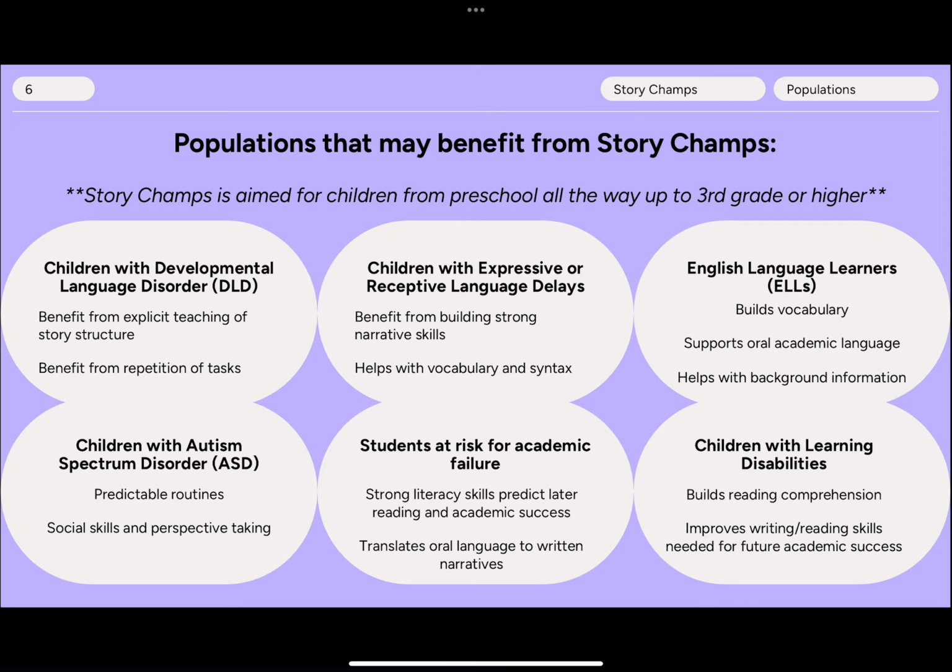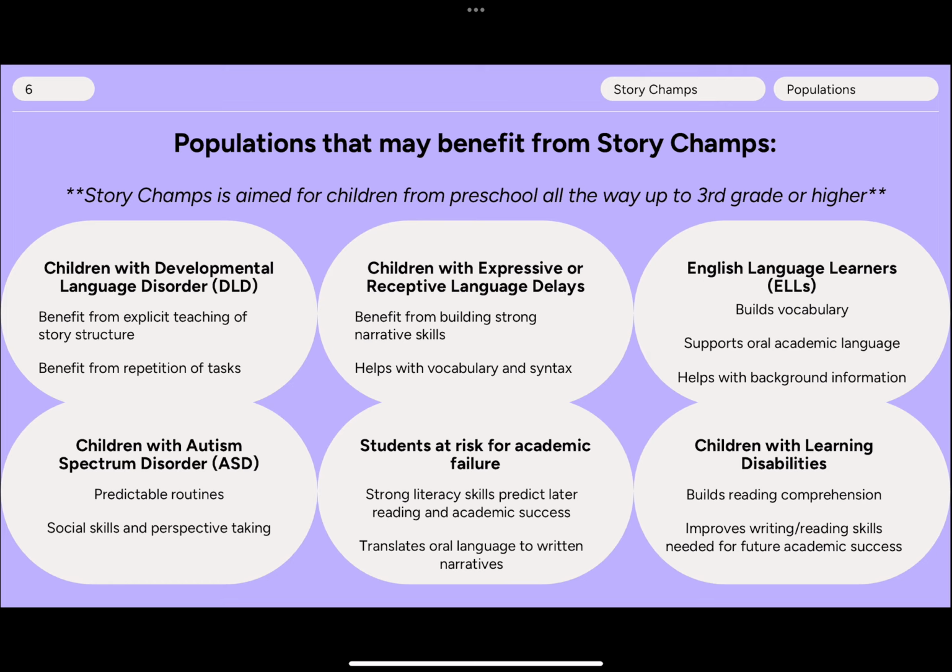Children with expressive or receptive language delays benefit from building strong narrative skills, and it helps with their vocabulary and syntax. Another huge population is English language learners. They benefit from Story Champs because it builds vocabulary, it supports that oral academic language needed for future academic success, and it helps a lot with background information that they may need to understand and comprehend these stories.